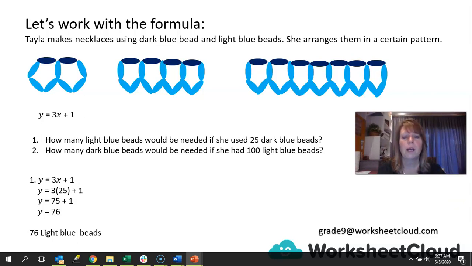Everybody happy with that? I think the most important thing is once you've got your formula, you can actually work with it in any way you are asked to. It's to get that formula correct.